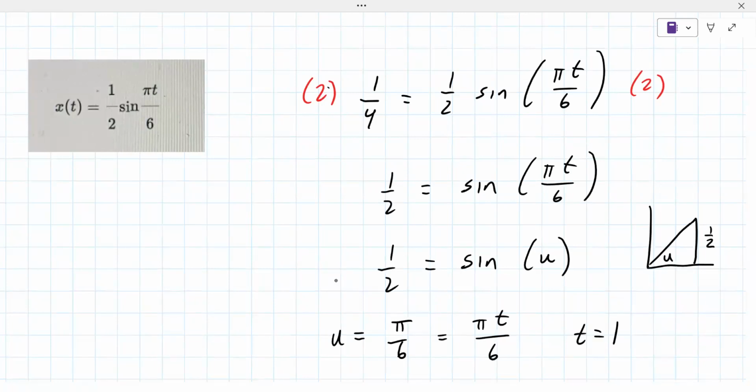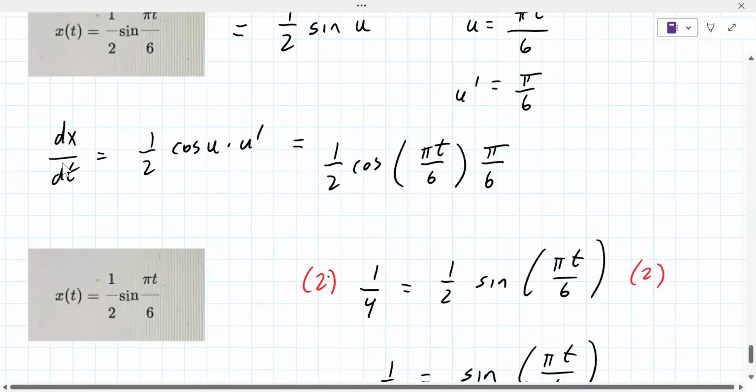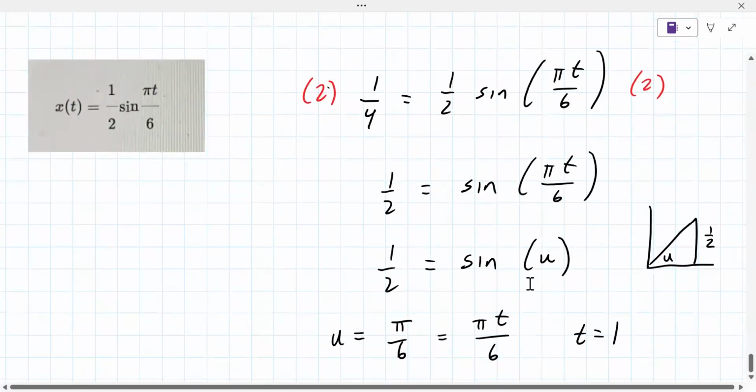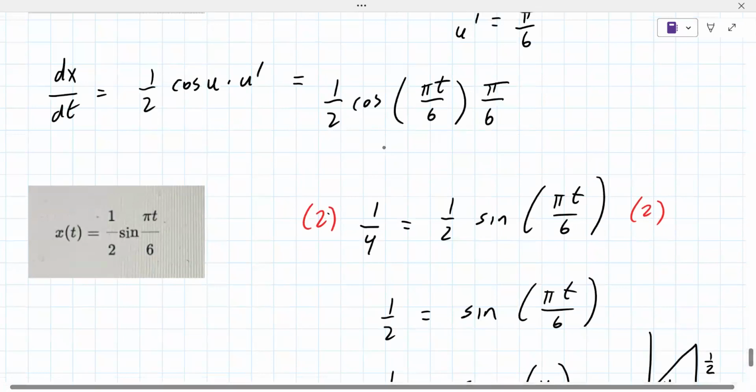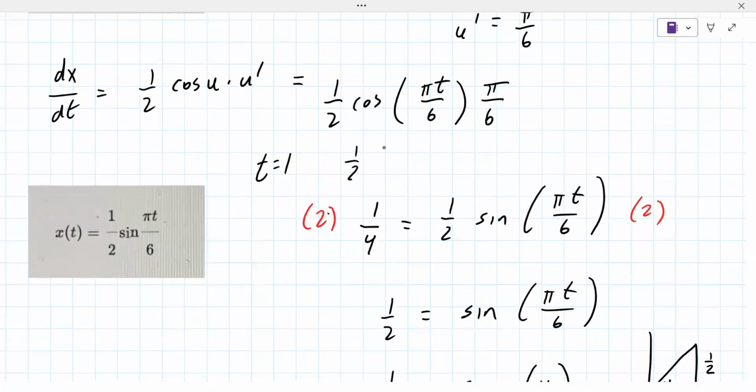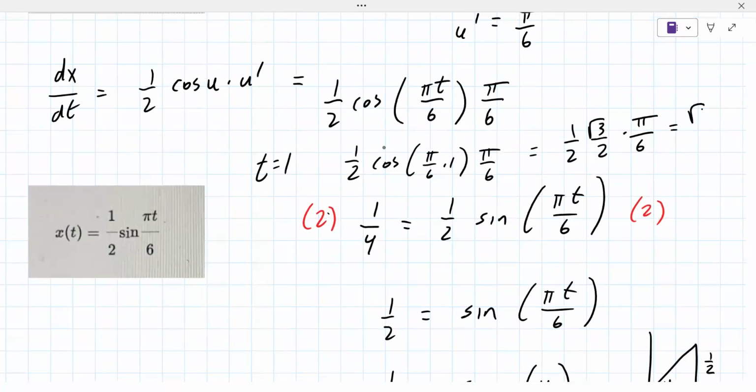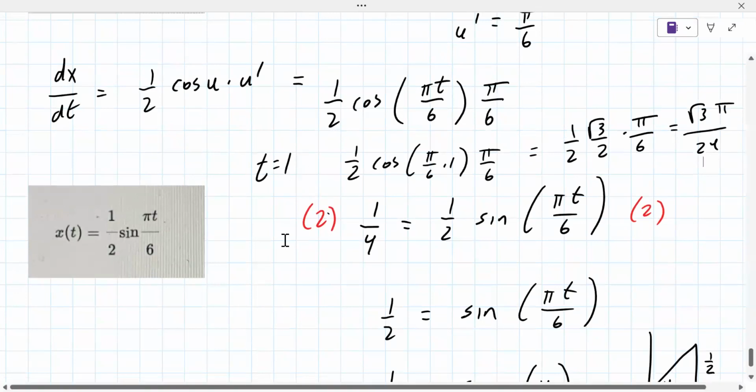Okay. So the reason we had to do all that is because that's the value you're supposed to put in here: t equals 1. I was putting the wrong thing in for the value there. So t equals 1. So we have 1/2 cosine pi over 6 times 1 times pi over 6. Cosine of pi over 6 is square root of 3 over 2 times pi over 6. So we got square root of 3, we got a pi, and we got a 24 there. And now we can put it all together.